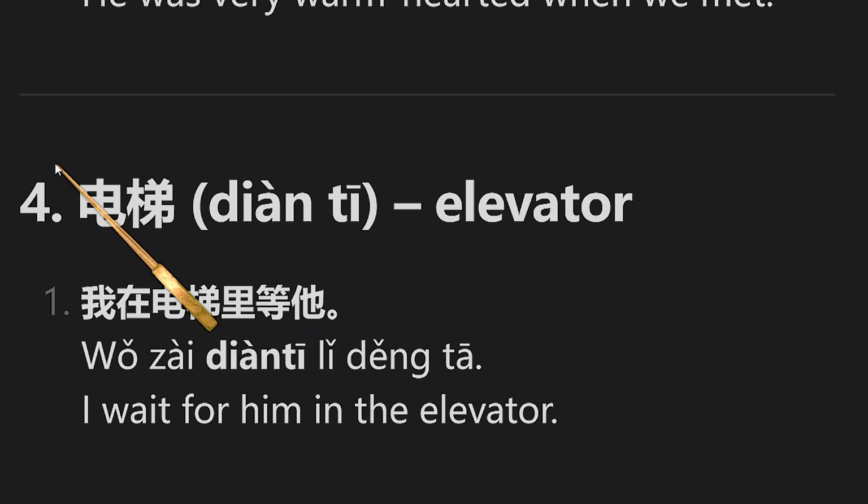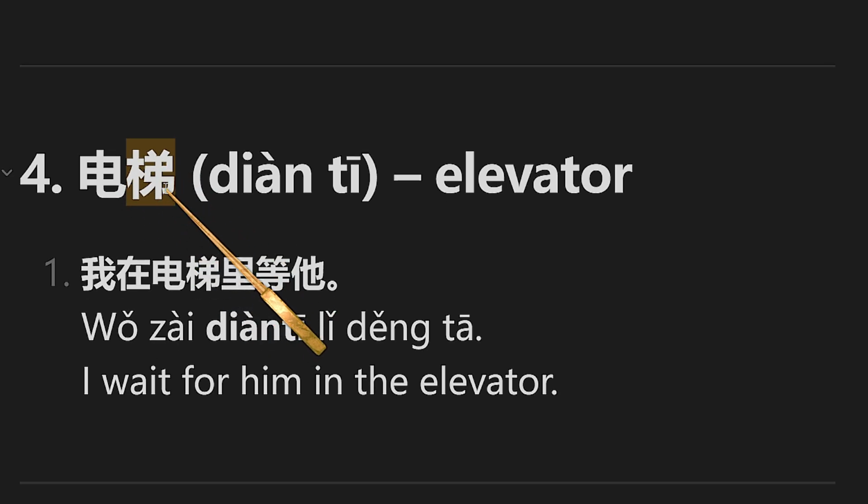Next word is 年纪, not 七年纪. It is pronounced with a lot of air. As you can see, the right part is the same character as in 弟弟, little brother.